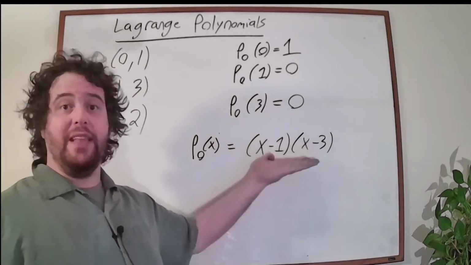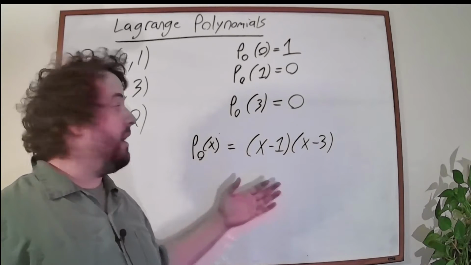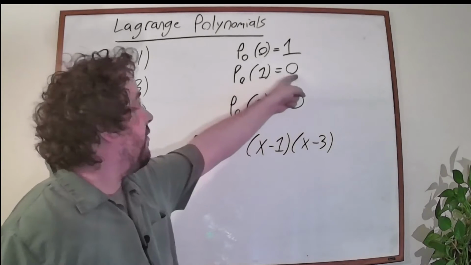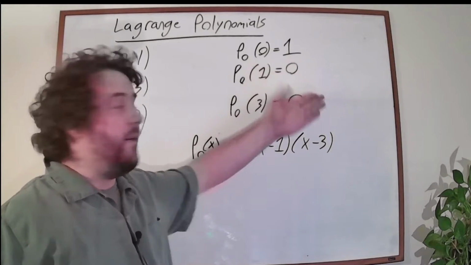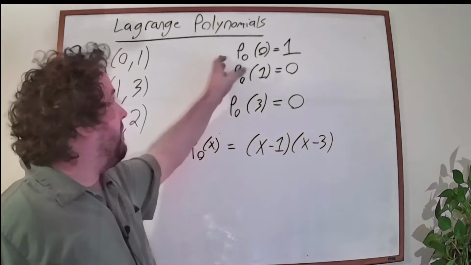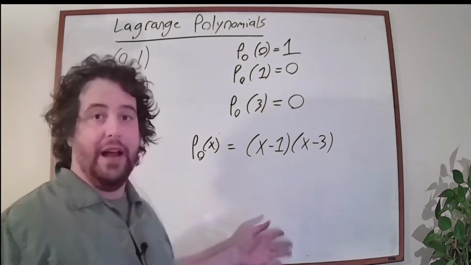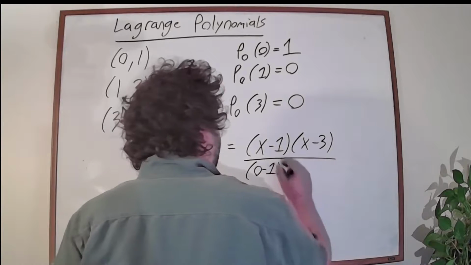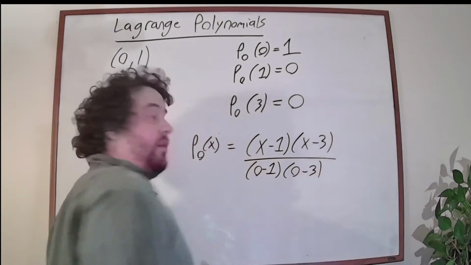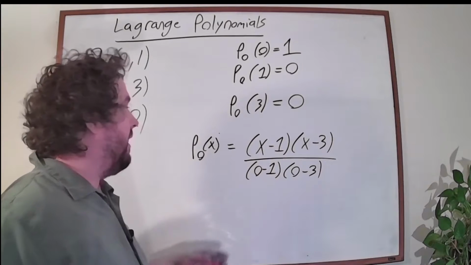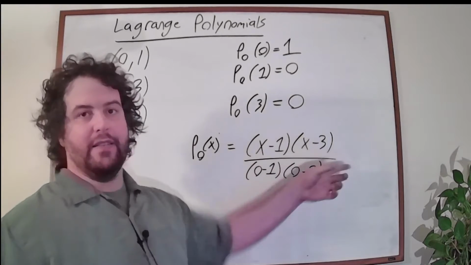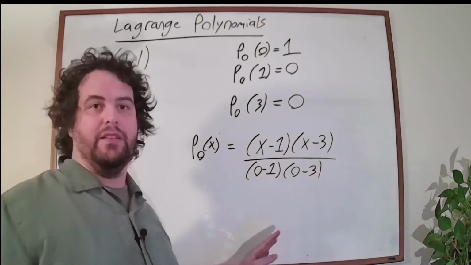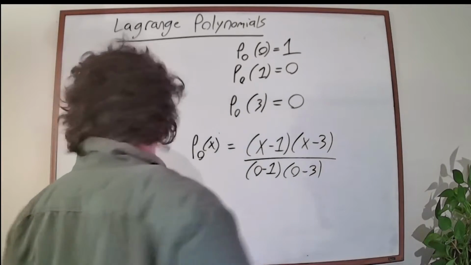But that's okay. We can take this polynomial and divide it by 3, and that will leave the polynomial satisfying all 3 of these conditions. p0 of 1 will still be 0, and 0 divided by 3 is 0. p0 of 3 will be 0, and p0 of 0 is going to be 3 divided by 3. And I'm going to write this out as (0 minus 1) times (0 minus 3) in the denominator, so that it's clear that when we plug in x equals 0, this whole thing is going to cancel out, and that's kind of how we got that 3 that we wanted to divide by. So this is our p0 of x.